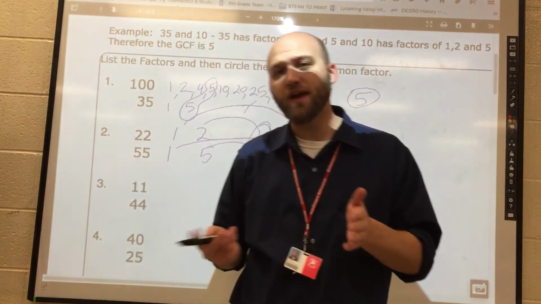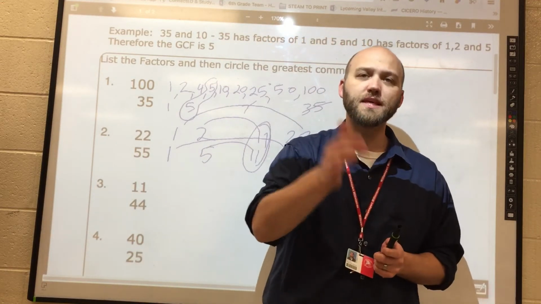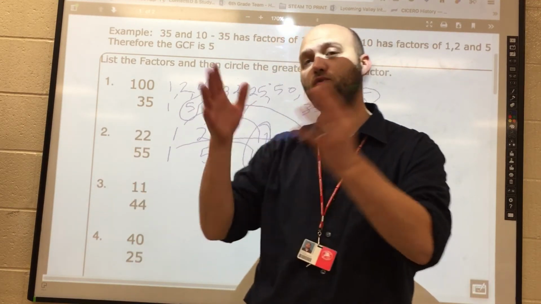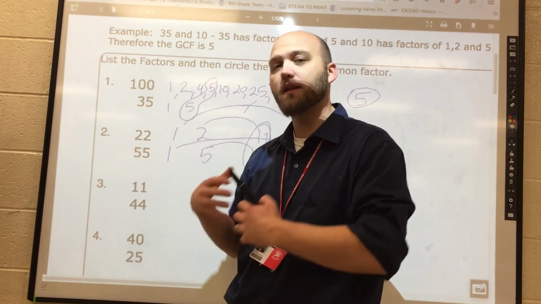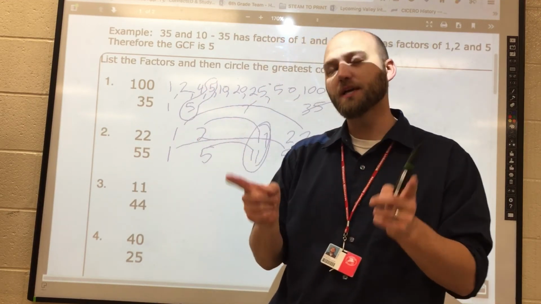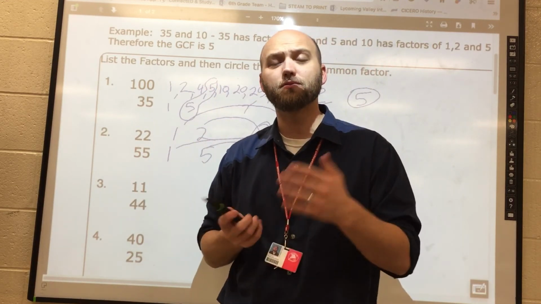Again, greatest common factor, not to be confused with least common multiple. Greatest common factor. What numbers can be multiplied together to make that larger number? Those are your factors.